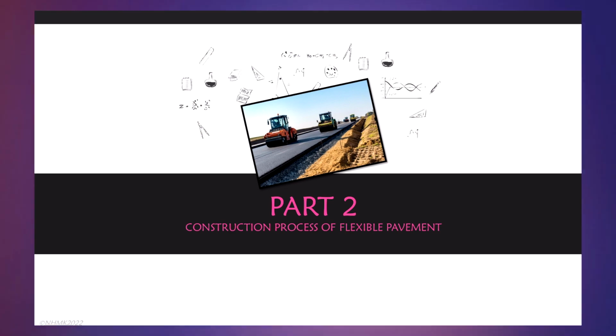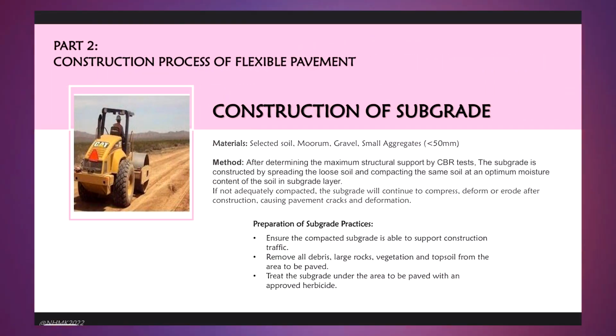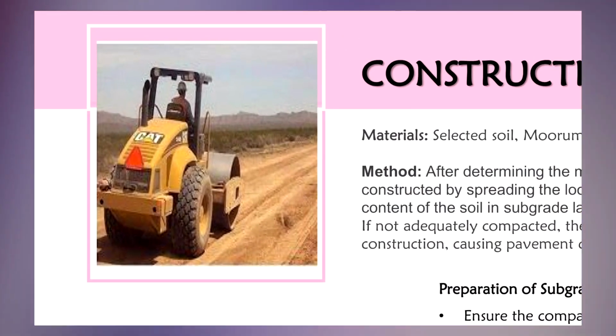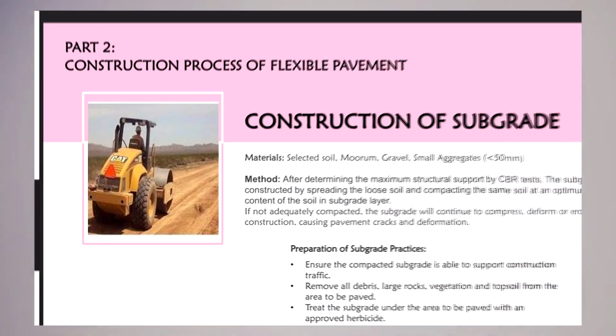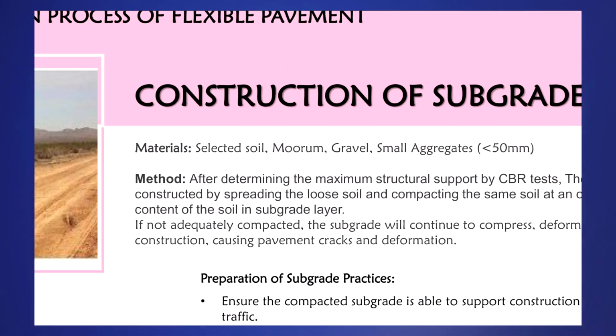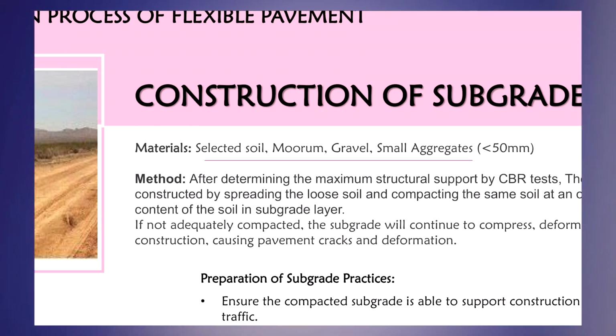We have now reached part 2, the construction process of a flexible pavement. Let's begin with the subgrade layer. This is a picture of the natural soil being compacted using a roller compactor. The materials for this layer are of course the selected soil or maybe some morum, gravel or small aggregates, which are below 50 millimeters.